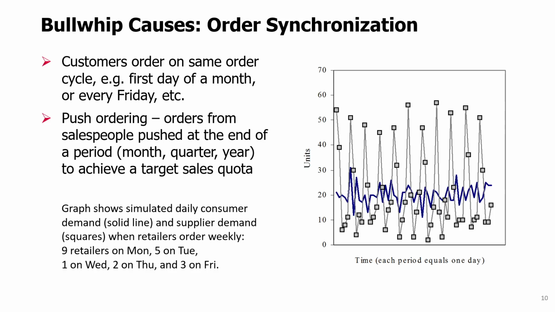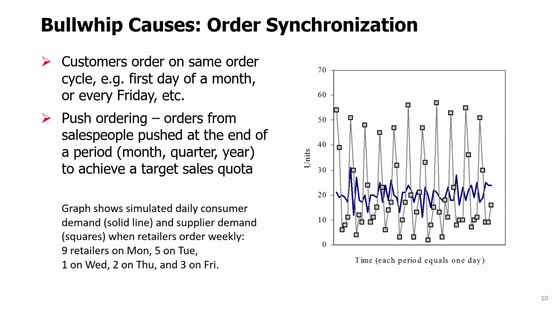The second cause of the bullwhip effect is order synchronization. It happens when, for example, certain stages in the supply chain order periodically from a higher stage. For example, it could be on a weekly basis: more retailers order from wholesalers on a particular day and much less on a different day of the week. Similarly, it can happen in the monthly time frame. Maybe we order on the first day of the month.